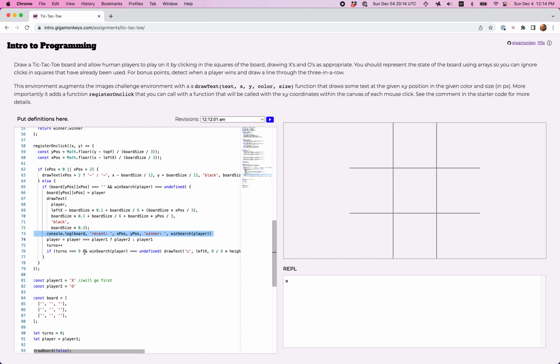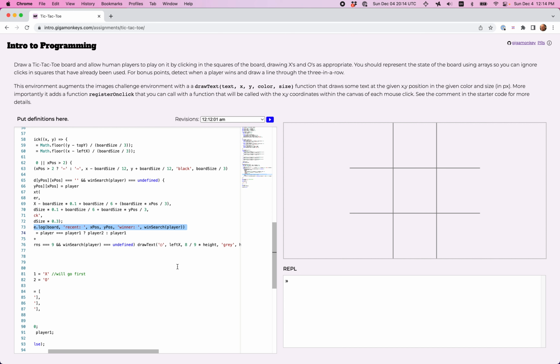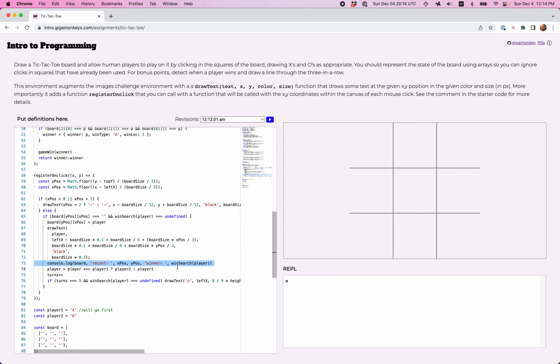If we get to turn 9 and there is no winner, then we draw the big O, big enough to cover the whole board and indicate that it's a draw. That seems fine. So yeah, I think that's pretty good. Place to leave it.